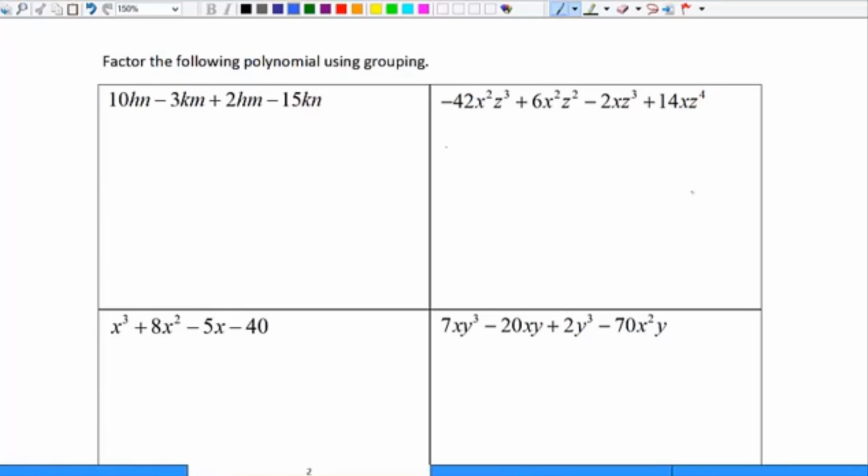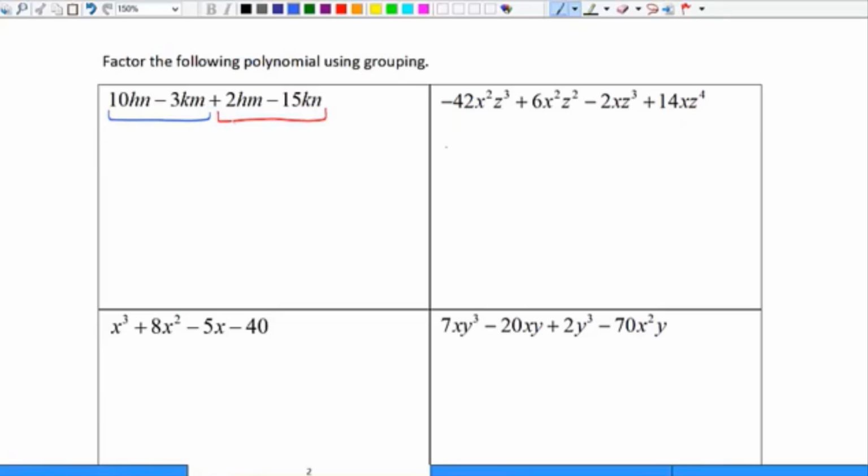So on these examples, you want to factor out the polynomial using grouping. I'm going to factor the first group in blue and the second group in red. You might want to just take your fingers and cover up the red group so that you don't see it at all, just looking at the blue group only. What is the GCF that can come out of 10HN and 3KM? Well, it doesn't look like anything can be factored out of there.